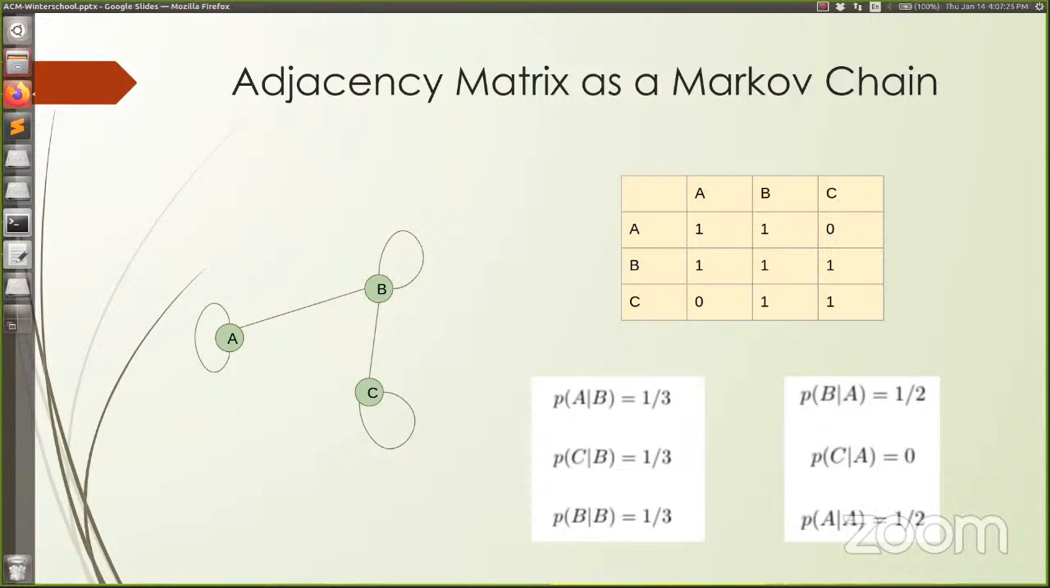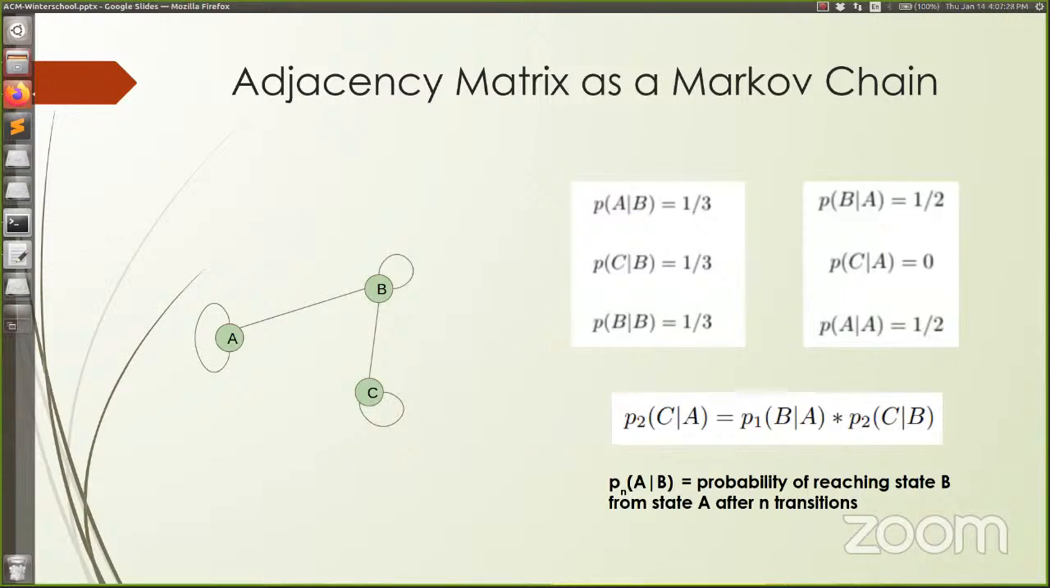So let's say you are at node A, and you want to reach node C in two steps. That's why P2. Like, now we don't have just one step, we have two steps. So you'll have to go to B and then to C, right? So the probability of reaching from A to C in two steps is in turn that in the first step, you travel from A to B. So the probability of B given A in step one, and in step two, the probability of C given B. And a multiplication of those is your probability of going from A to C in two steps.